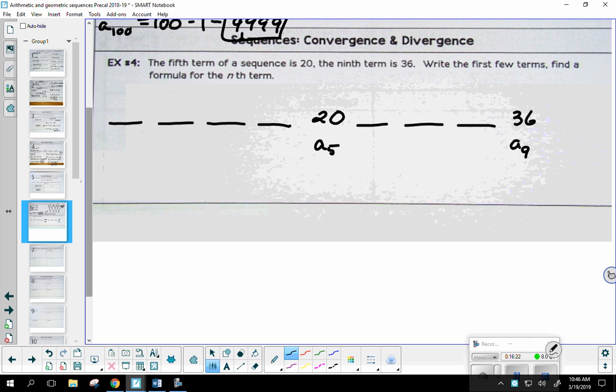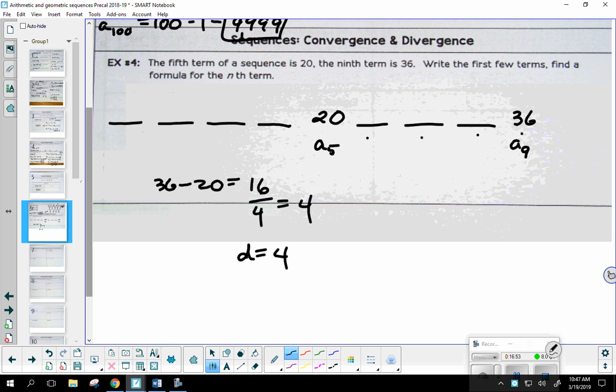Okay, so Jack says find the difference. So I'm going to take 36 minus 20. Well, that's going to give me 16. So it takes 16 to get from this 20 to this 36. But what am I going to divide by? Okay, I heard 4. I heard 5. It is going to be 4. Because, see, I would have to add once, twice, 3 times, 4 times to get to the 36. So if I divide by 4, okay, well, it looks like my common difference should be 4.